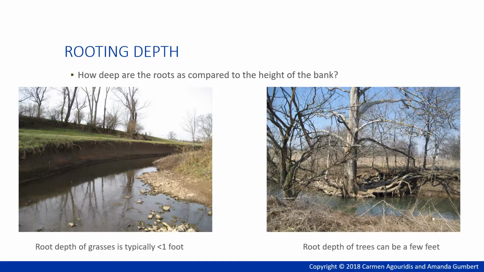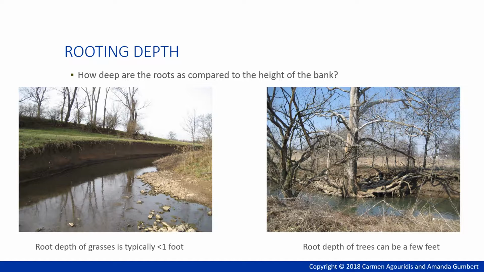Rooting depth is the second variable that requires assessment. The question to ask is, how deep are the roots compared to the height of the bank? Roots are extremely effective at holding the soil in place. However, the effectiveness of roots is limited to the extent of the stream bank that they span. Roots that are deep and span the entire height of the bank are very effective. Roots that span only a portion of the bank height are limited in their effectiveness.